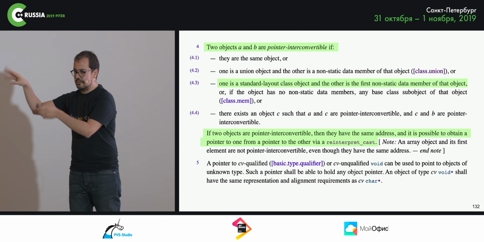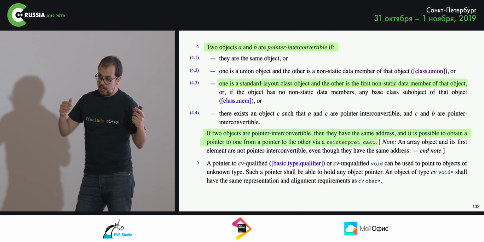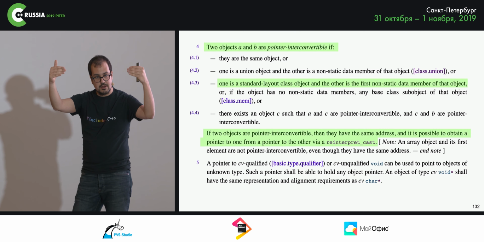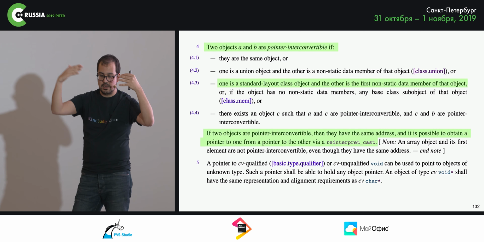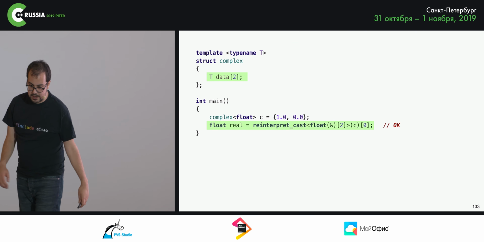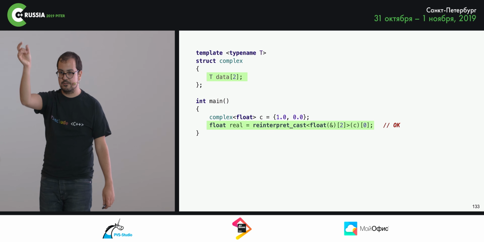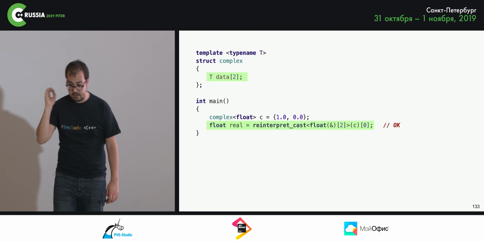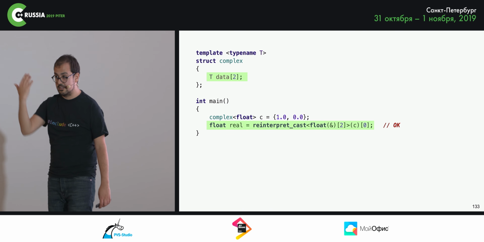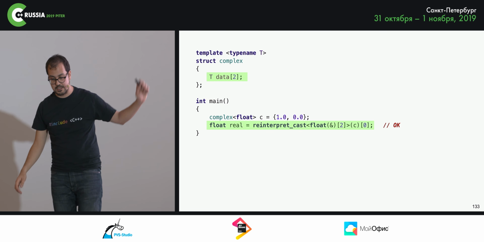Like no virtual functions, and so on. And then a class and its first member are pointer interconvertible, right? So the pointers, you can cast between them. If you do this with complex, you could implement complex like this, where complex has a member which is an array of 2 T's. And then you can actually reinterpret cast from the complex to the array, right? Because it's the first member, they're pointer interconvertible. So then complex works.